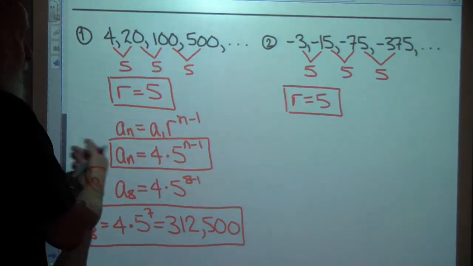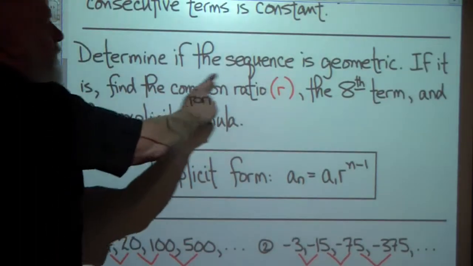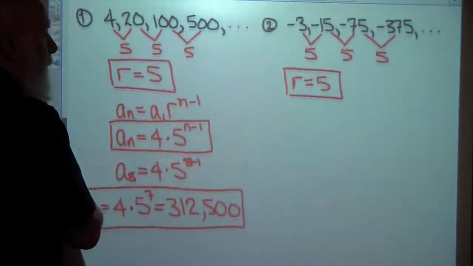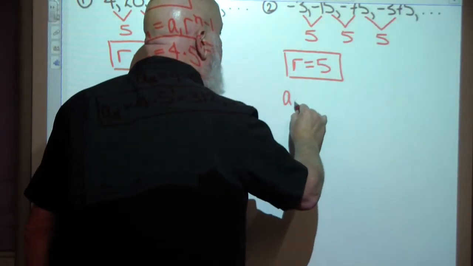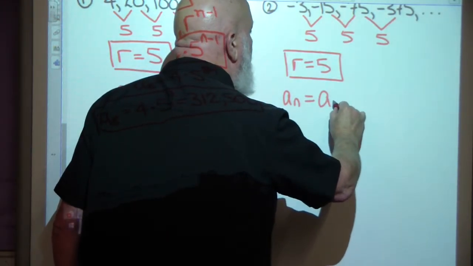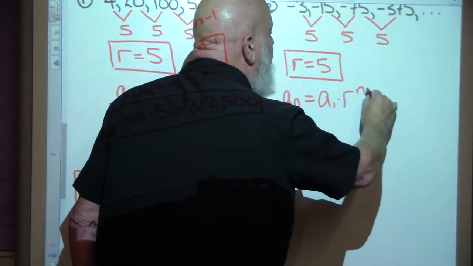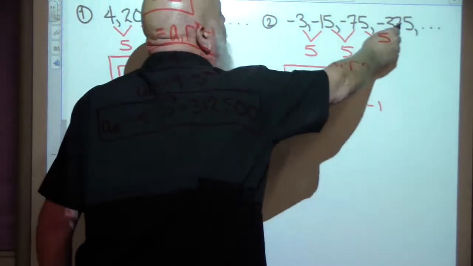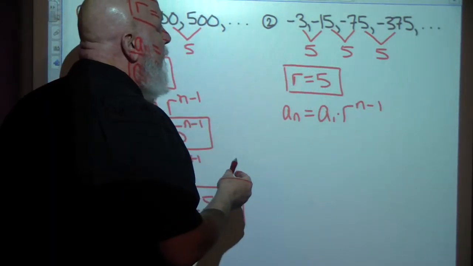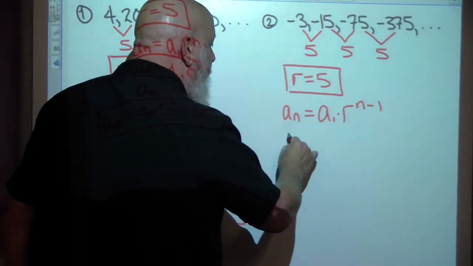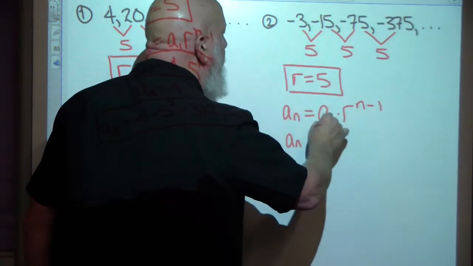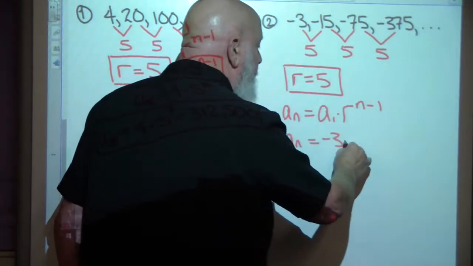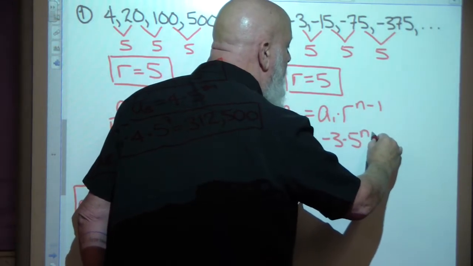Now I want to find the eighth term, which is the second thing the instructions ask for. But before I do that, I want to find the explicit formula so I can plug the eighth term in and find it. My explicit formula is a sub n is equal to a sub 1 times r to the n minus 1. That's the general form. And now I'm going to find a specific form that has to do with this particular geometric sequence. I'm looking for the nth term. It's going to be a sub 1, that's negative 3 in this case, times 5 to the n minus 1.